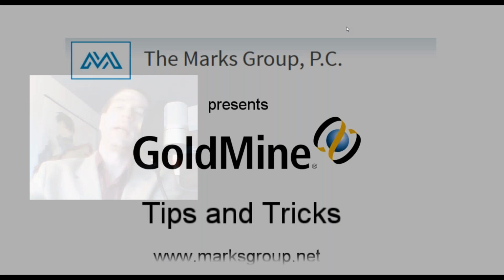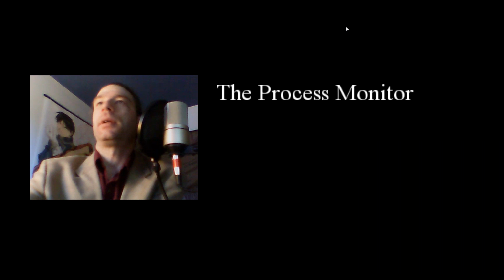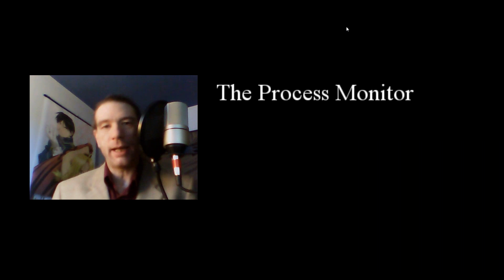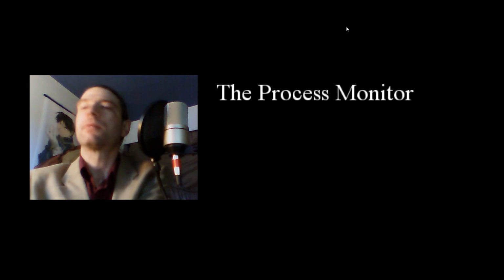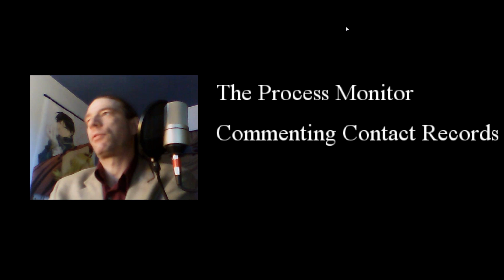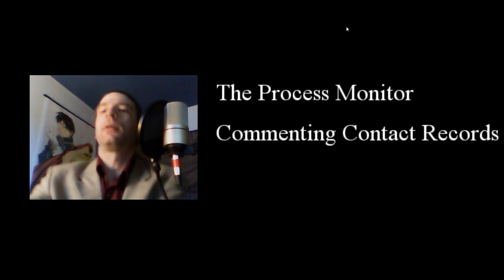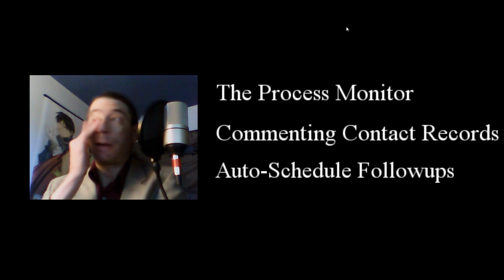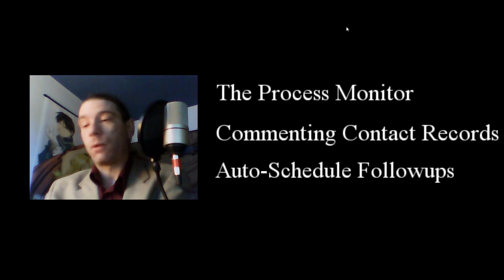What are we looking at today? Well, let's see if we can figure out some bullet points. The process monitor, the bane of our existence. I'm going to show you how to tame this little beastie. We're going to look at commenting contact records. I realize my bullet point's running off the screen. Should have checked that. At any rate, I'm going to show you what I think is a better way to comment contact records other than using the nefarious notes tab, and we'll talk about why we shouldn't use the notes tab as well. And if we have some time, we're going to talk about how to auto-schedule follow-ups.